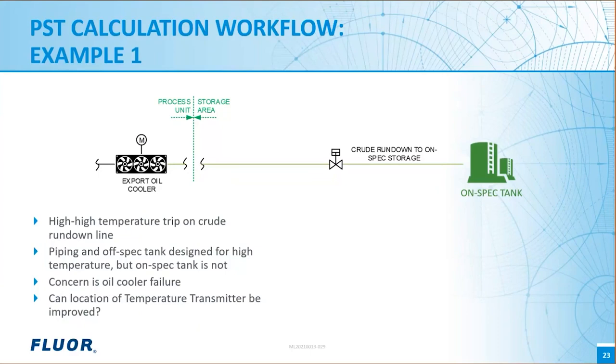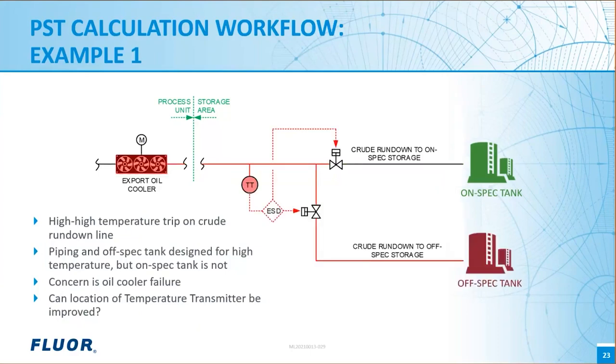So in this system, all of the on-spec piping and the off-spec piping and the off-spec tank was designed for high temperature, but the on-spec tank was not. So the idea is that when the temperature transmitter detects high temperature, it switches the valve positions and redirects the hot oil flow to the off-spec tank. And obviously it needs to do that before the hot oil reaches the on-spec tank. The problem here was that the temperature sensor time was very long, and the calculation was done relatively late in design. But actually here we ended up being okay.